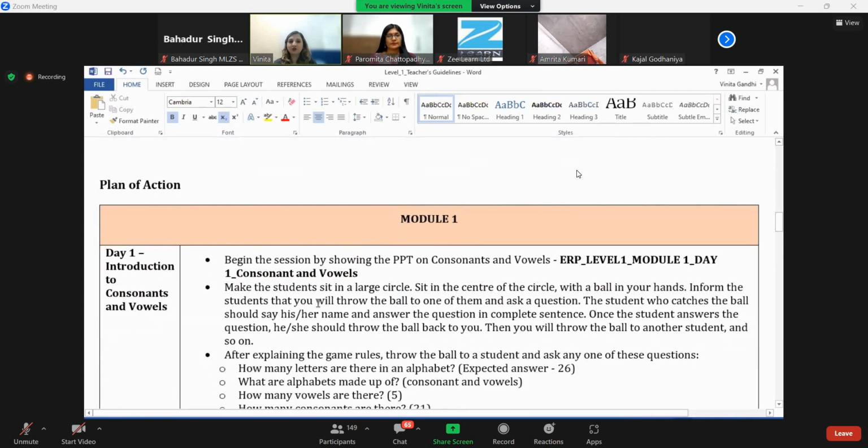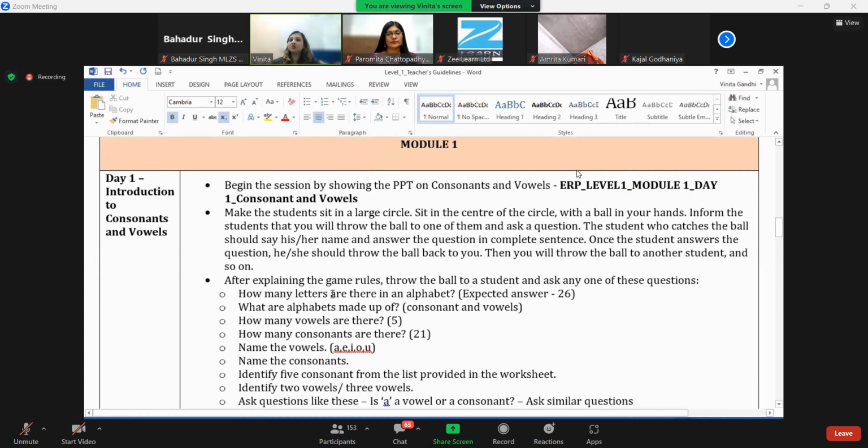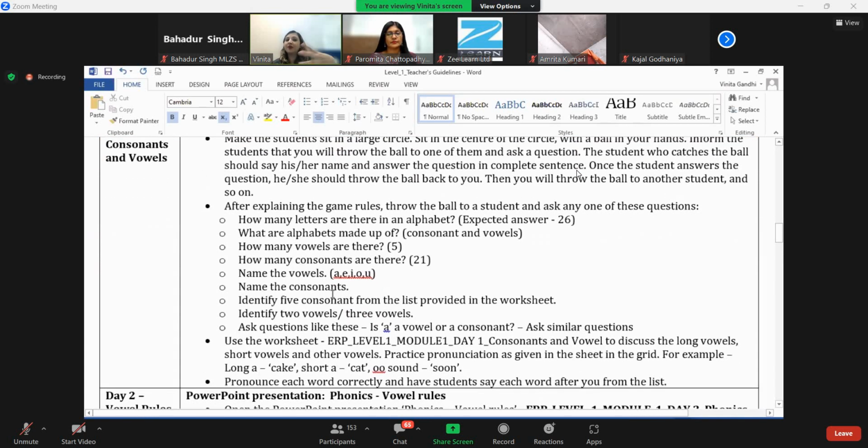What's my plan of action? My plan of action is basically my lesson plan. How am I going to deliver, or rather execute, in my classroom what has been given to me? For day 1, introduction to consonants and vowels, I've mentioned that we begin the session, show a particular PowerPoint, then distribute a particular worksheet, make the students sit in a round circle, then explain how exactly to play the game or conduct the session.